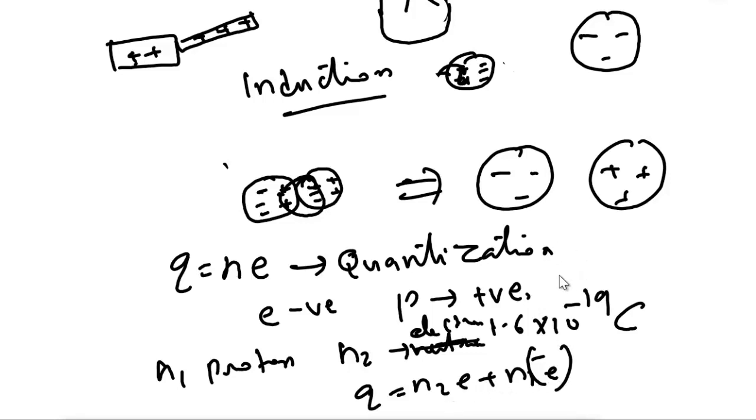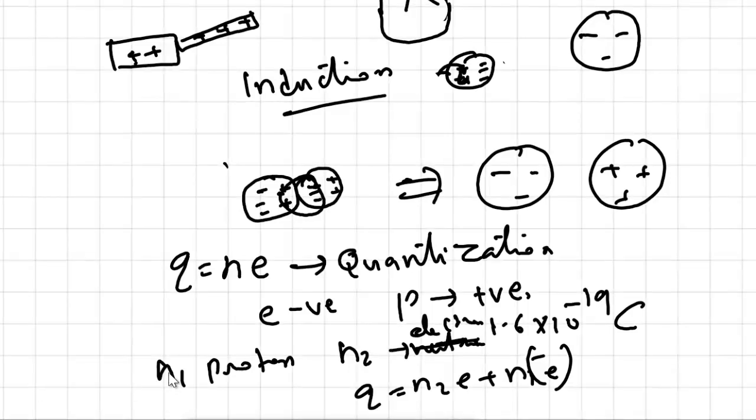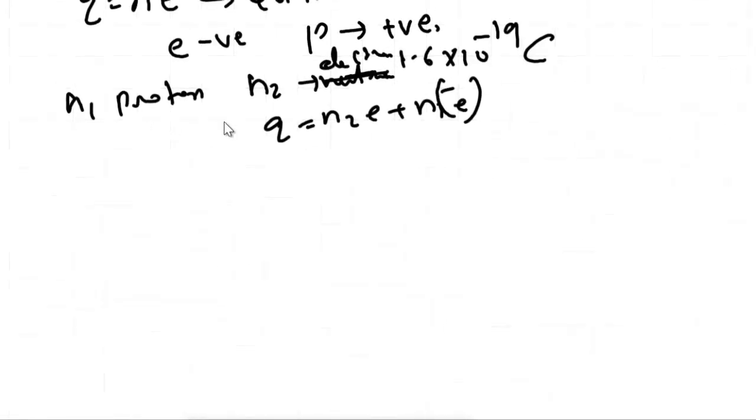Okay, so here we can consider the total charge as, see here, I'll tell you once more: N2 electrons, right? So N2 is negative and N1 is positive. So I can write it as N1 minus N2 into E. Protons have positive charge, electrons have negative charge. It is an integral multiple of electron charge.